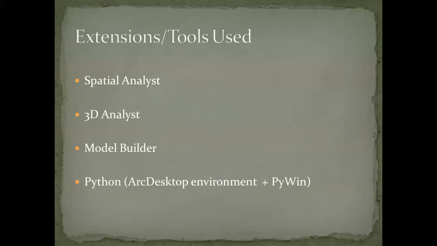So moving into the extensions and tools that we used: Spatial Analyst, 3D Analyst, Model Builder, and Python. Python was used in the ArcDesktop environment and also with PyWin outside of Arc. Spatial Analyst was used primarily to process the raster imagery that was created during the shadow map analysis. Now we use 3D Analyst because we are working within a 3D environment. And by creating visual models of our processing workflows, we were able to automate those processes, and that saved time and also reduced human error, and that was done using Model Builder.